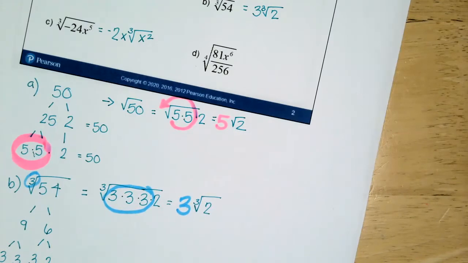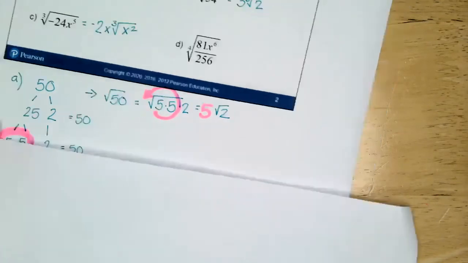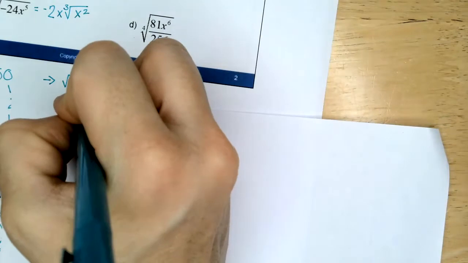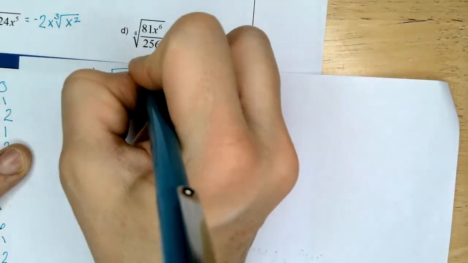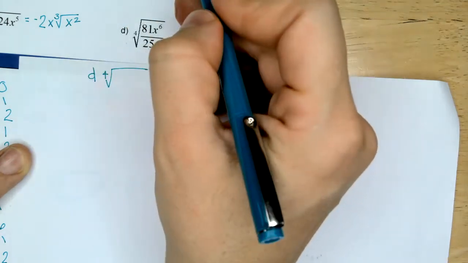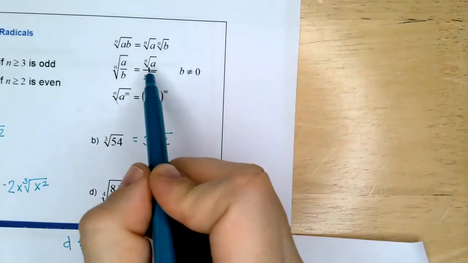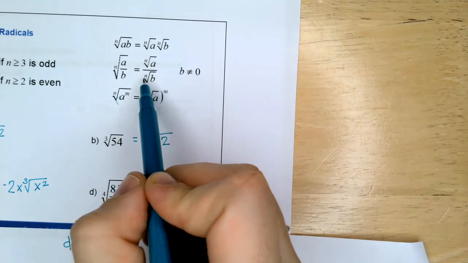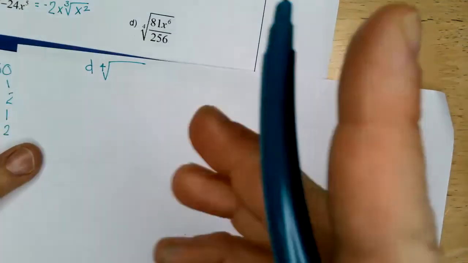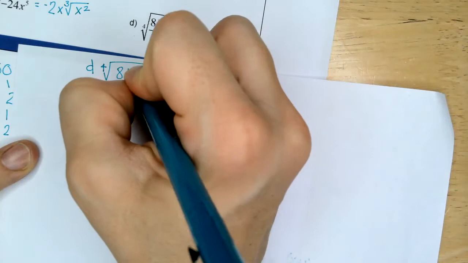Yeah, I guess I have to. Last one is D. So I have the 4th root, and remember I can change it to an individual, right? So I'm going to split it into the 4th root of the top divided by the 4th root of the bottom. The 4th root of 81 x to the 6th.